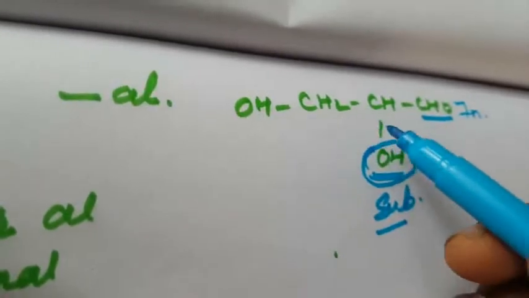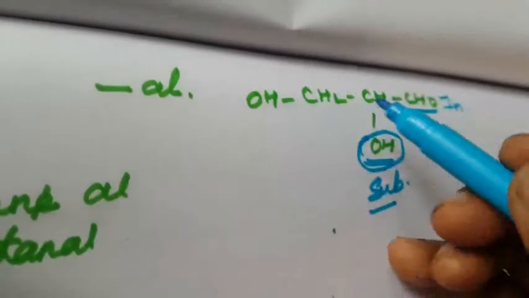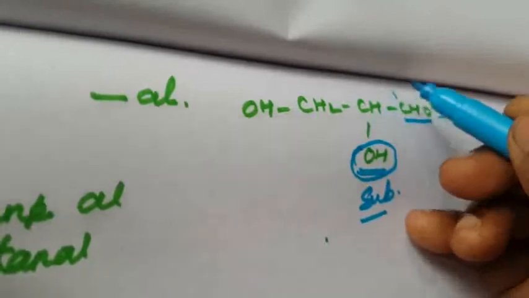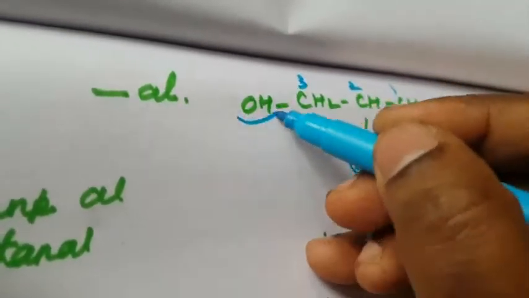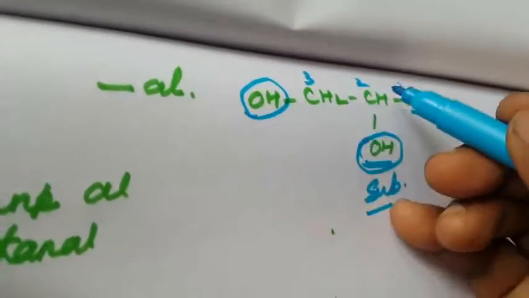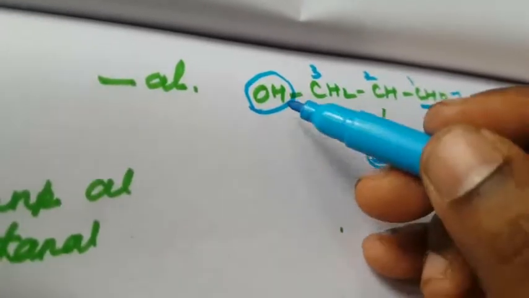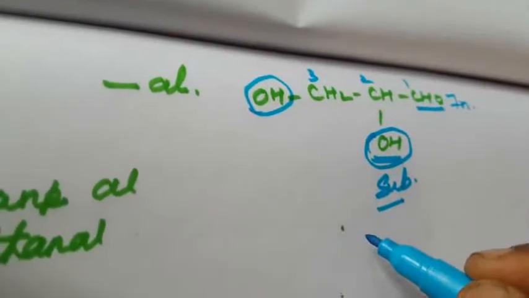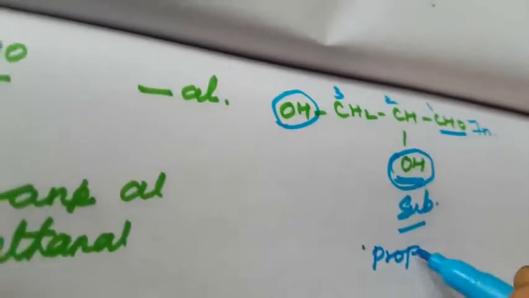So now how to name this compound? For the aldehyde, number 1, 2, 3. Here the second position contains one hydroxy group, and the third position contains one hydroxy group. First position is the aldehyde. What is the 3 carbon root word? That is prop.